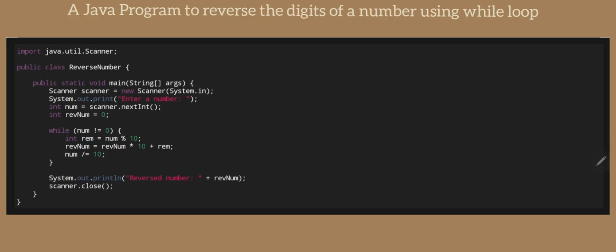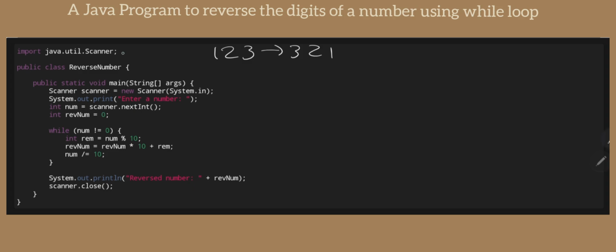This video is about a Java program to reverse a number. Suppose the number is 1, 2, 3, so we can say that the reverse number is 3, 2, 1. In short, we have to reverse the number using this program.